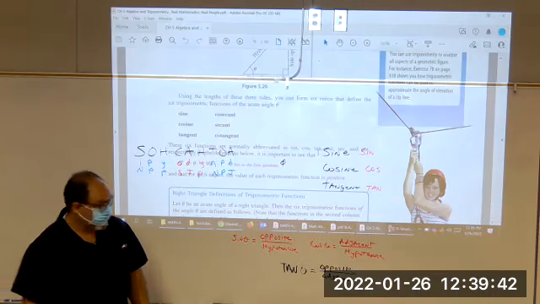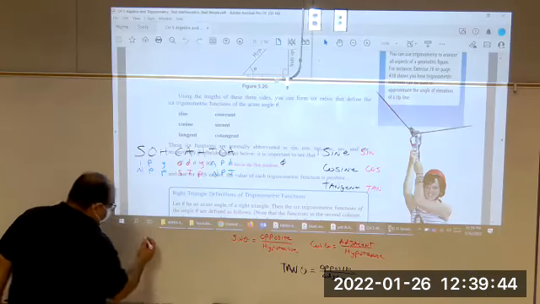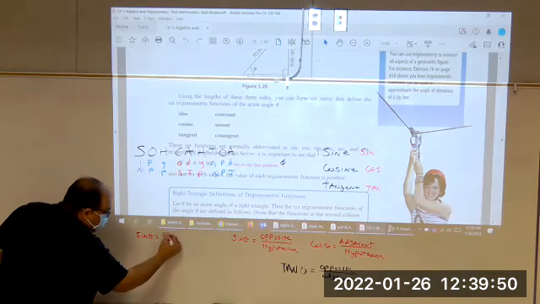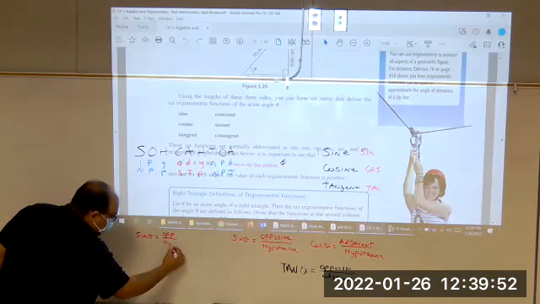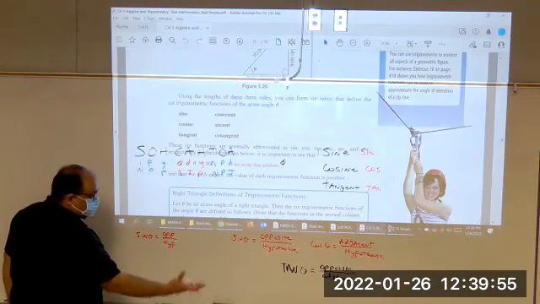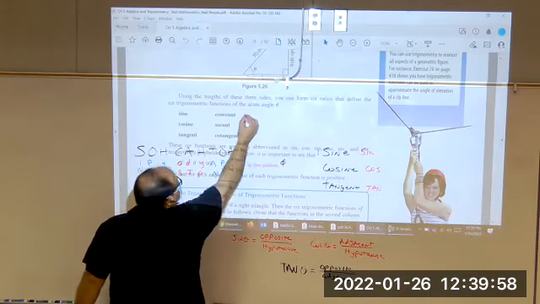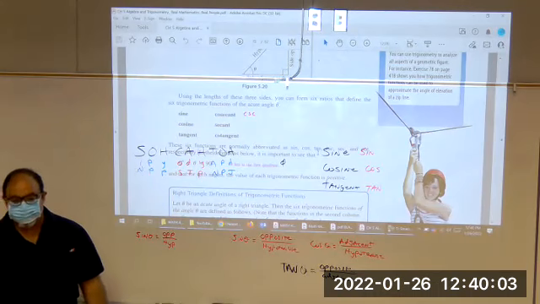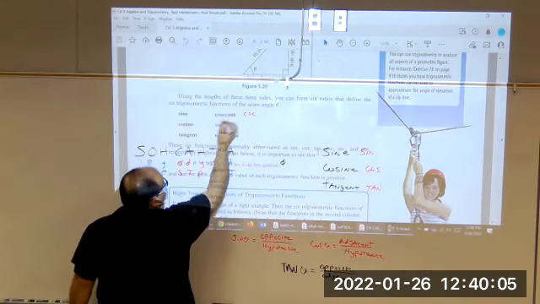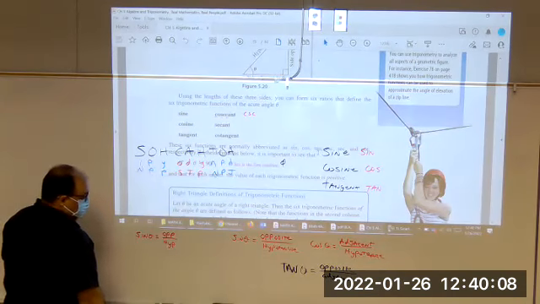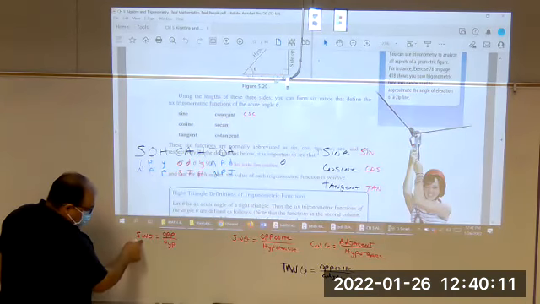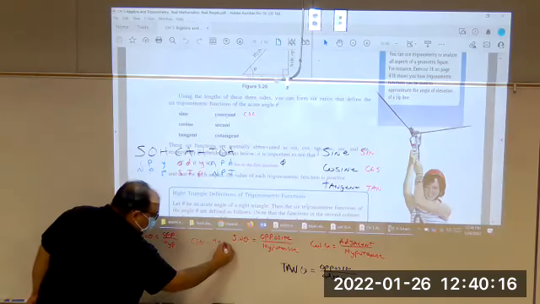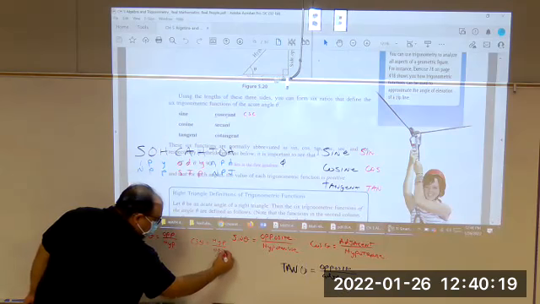Or let's just do this. Sine of theta, you've got opposite over hypotenuse. Now, cosecant is CSC. You have the C, the S, and the C. It's the reciprocal of sine. So cosecant theta is going to be hypotenuse over opposite.